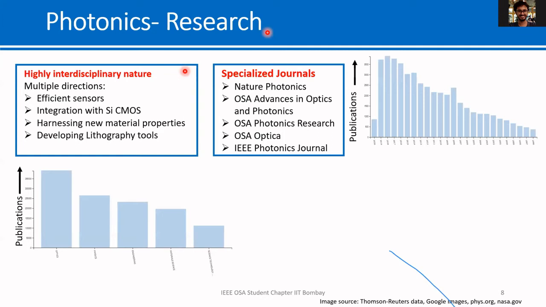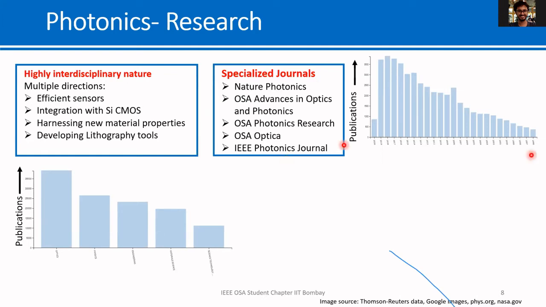There are a lot of specialized journals which deal with photonics. Nature has its Nature Photonics journal, which is highly regarded as one of the best journals with a very high impact factor. And the OSA, the Optical Society of America, has journals, and even IEEE has journals specifically reserved for photonics-based research.